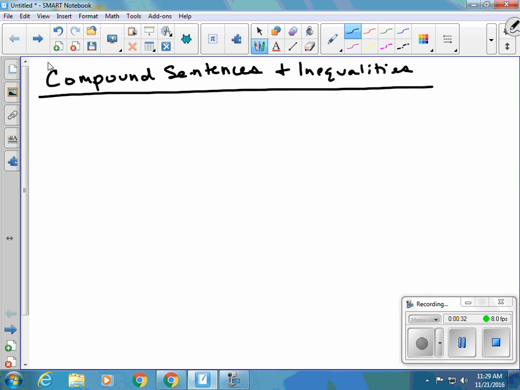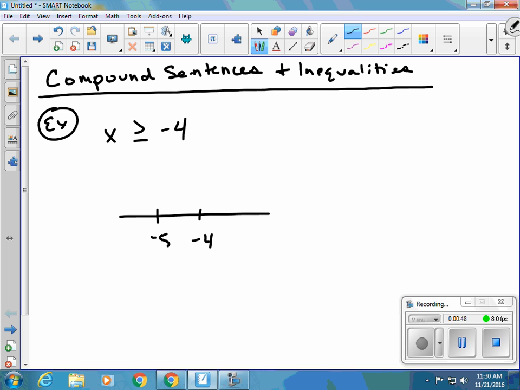As a refresher here, an inequality is the greater than or less than sign. So let's say that I have x is greater than or equal to -4. Remember, graphically, I'd be at the -4 with a closed circle because there's a line underneath. It's eating the variable, so I go to the right.